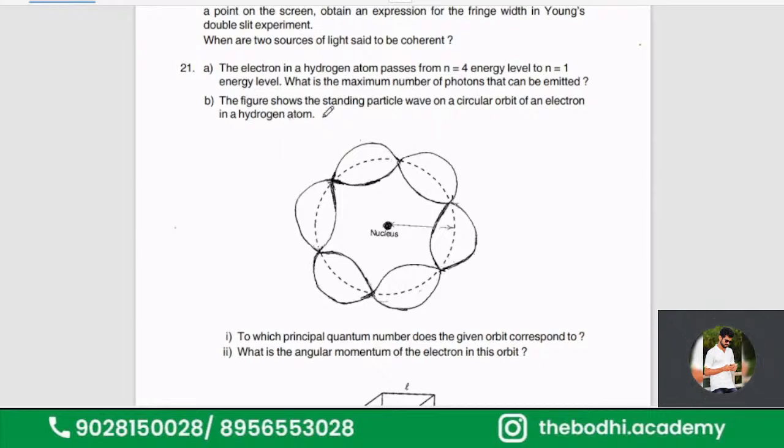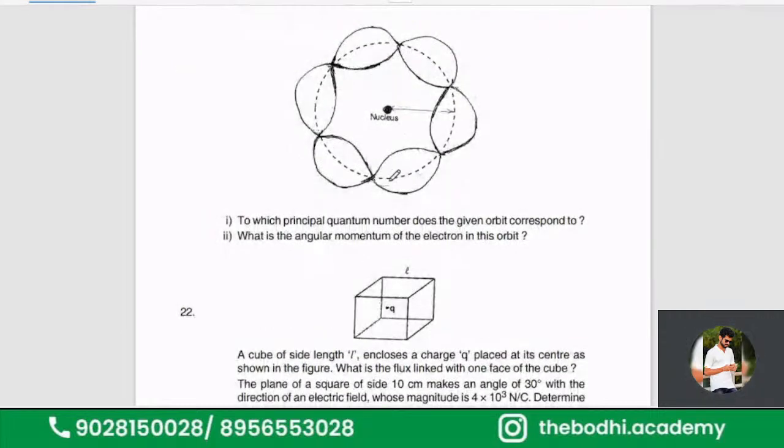Next. The figure shows the standing particle wave on a circular orbit of an electron in a hydrogen atom. The nucleus is here. To which principal quantum number does the given orbit correspond?